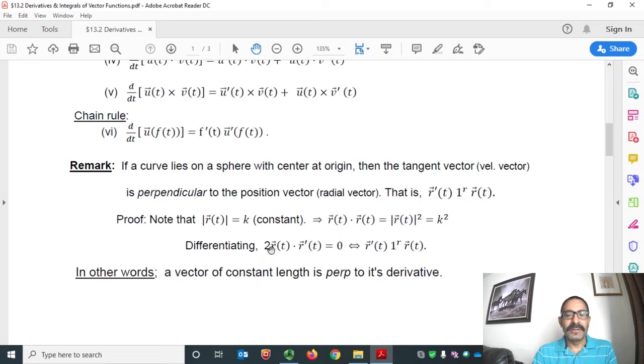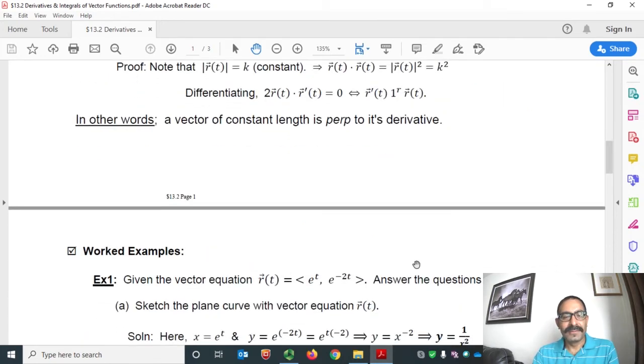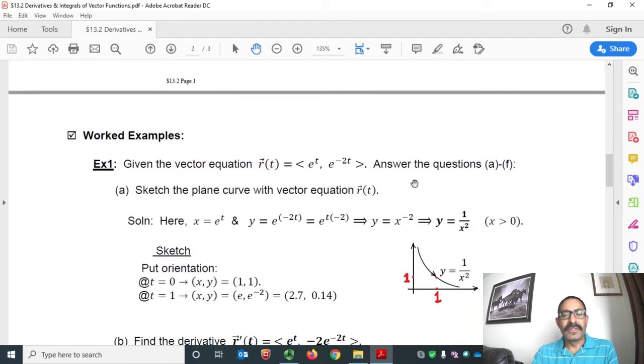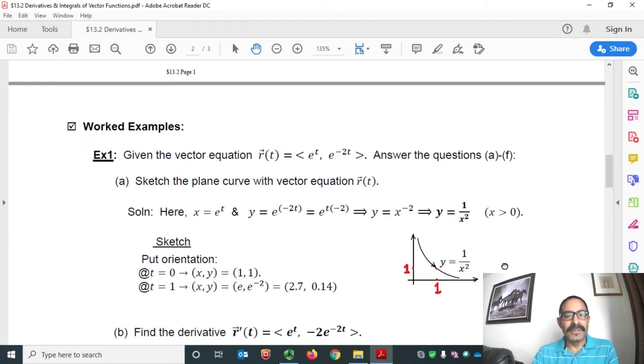So here 2 times r(t) dot r prime(t) equals 0. So dot product 0 implies r prime(t) is orthogonal to r(t). Awesome. In other words, a vector of constant length is perpendicular to its derivative. Let's move on. Now, let's do some examples.